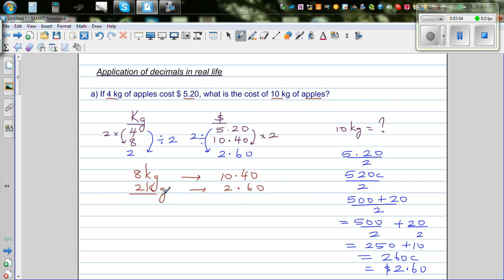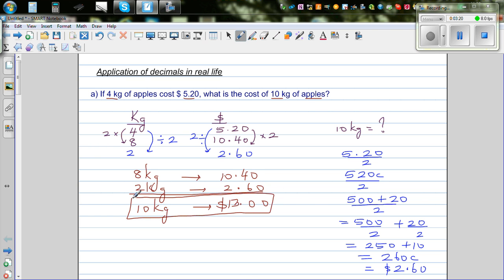Okay, so I want to find 10 kgs. So for 10 kgs, this is how much? So this is 0, 0. This is $13. So the answer is $13. So this is how you can do this without a calculator.